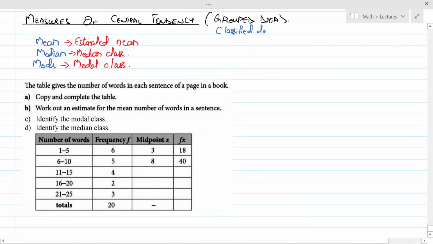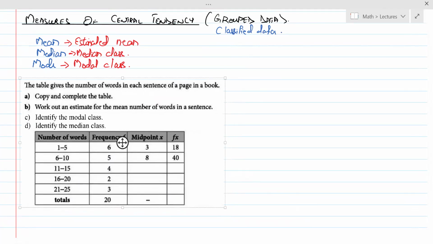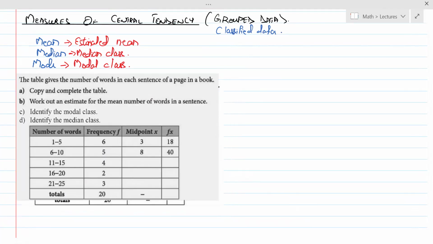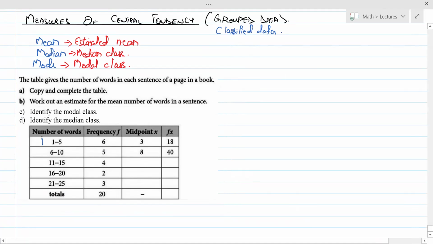Why group data or classified data? Now, in this question, what we can see is the table gives the number of words in each sentence of a page in a book. So what they have done is they have made the classes of the data. How are the classes made? Look at this very first class. Number of words 1 till 5. That means they have categorized the data that whatever pages are there having the words 1 to 5 would be falling in this class.